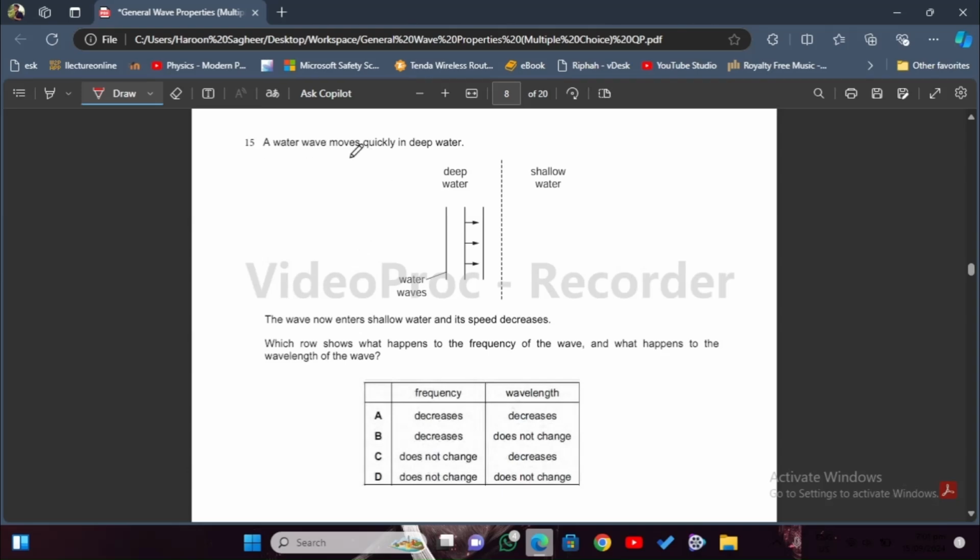Alright, now there is a water wave that moves quickly in deep water and it will move slowly in shallow water. And if you remember that speed and wavelength of a wave have a direct relation. So if the wave speed is decreasing, the wavelength would decrease as well. Nothing will happen to the frequency, because frequency does not depend upon the medium. It would always depend upon the source. Since the source is not changing, frequency does not change and wavelength would decrease, because the wave is traveling from the deep region to the shallow region.